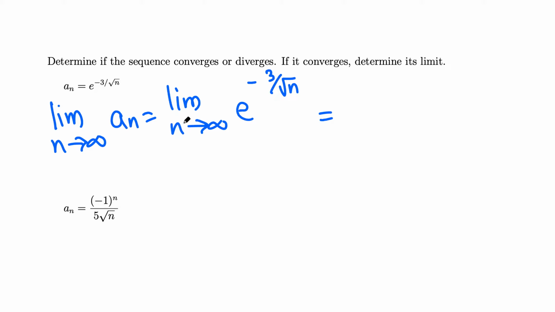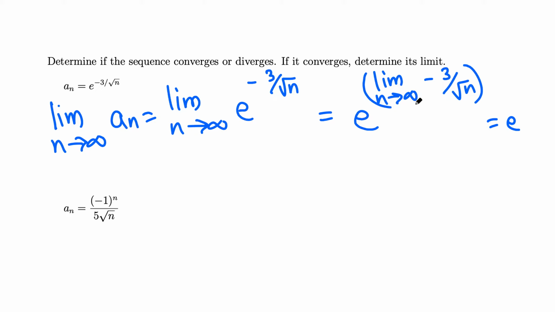Now we can move this limit to the exponent. e raised to the limit as n approaches infinity of negative 3 over root n. On the exponent, when n is very big, negative 3 over very big becomes very small. That's very close to 0. So e raised to 0, and a number raised to 0 is 1. That means this sequence converges and the limit is 1.